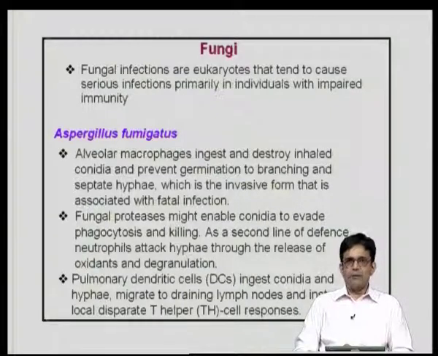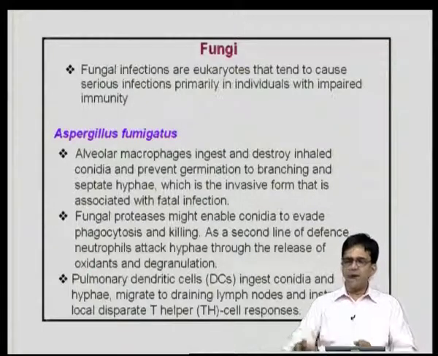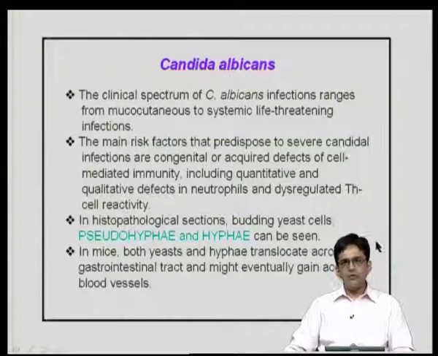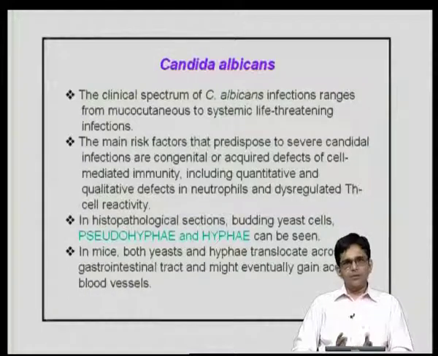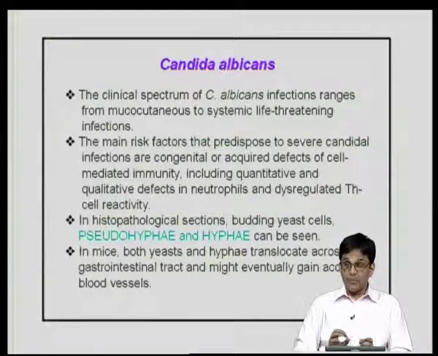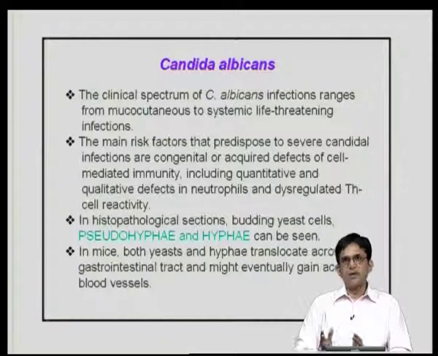You also have dendritic cells which ingest the conidia and hyphae, and they try to maintain this infection. However, the infection that is perhaps best studied is the one caused by Candida albicans, and you have mucocutaneous, which means it is localized, to systemic. If it becomes systemic, then of course it is a life-threatening infection.